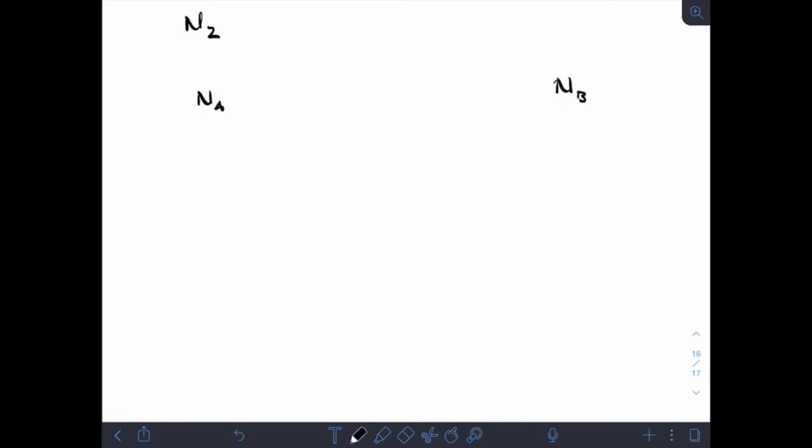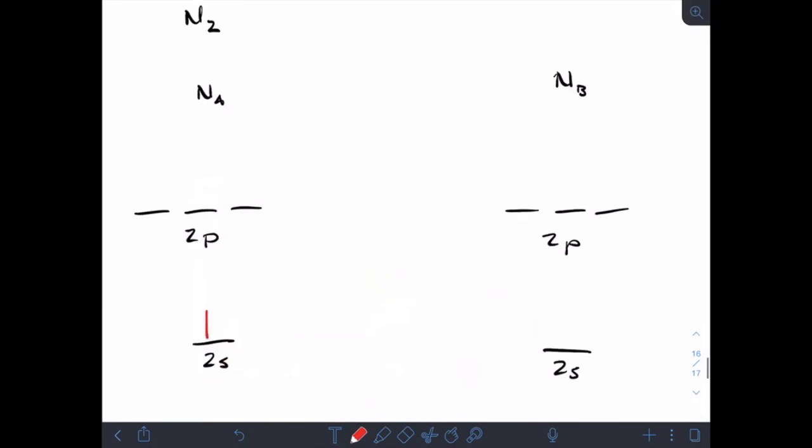So nitrogen A has, at its lowest level, a 2s, and then it has 2p, which has 3 p orbitals, right? The other nitrogen has the same thing, so about the same energy: it's 2s, and it's 2p, and the p has 3 slots, right? So each nitrogen has 5 valence electrons. So we fill our valence shell 1, 2, 3, 4, 5.